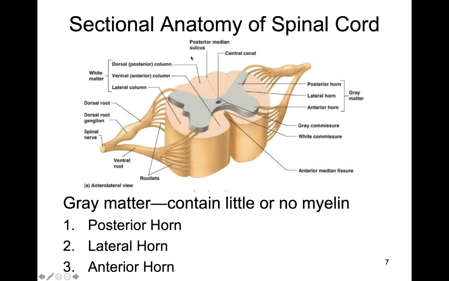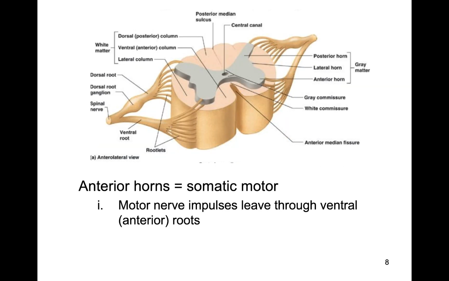So gray matter, we said that it has cell bodies, and it can have a little bit of myelin or no myelin, and it's going to have 3 horns: posterior, lateral, and anterior. We already talked about the posterior horn. We said the sensory nerve fibers, they can come through the dorsal root, and the cell body is going to be in dorsal root ganglion. It's going to come through the posterior horn.